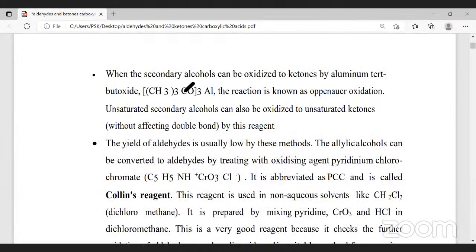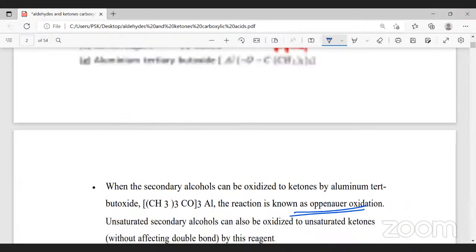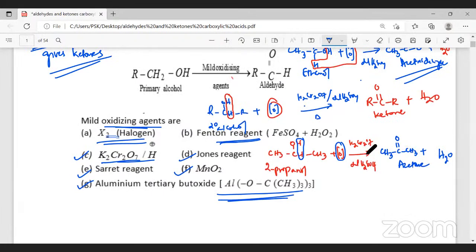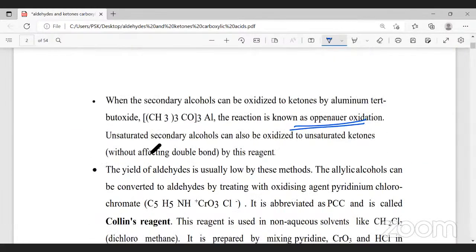When a secondary alcohol is oxidized to a ketone by aluminum tertiary butoxide, the reaction is known as Oppenauer oxidation. So we were learning that a secondary alcohol on oxidation with acidified potassium dichromate gives ketones. But if we use aluminum tertiary butoxide for the same reaction, it will be called Oppenauer oxidation. The same reaction proceeds, but the oxidizing agent is different. Unsaturated alcohols also can be oxidized to unsaturated ketones without affecting the double bond by this reagent. That's the advantage of this.